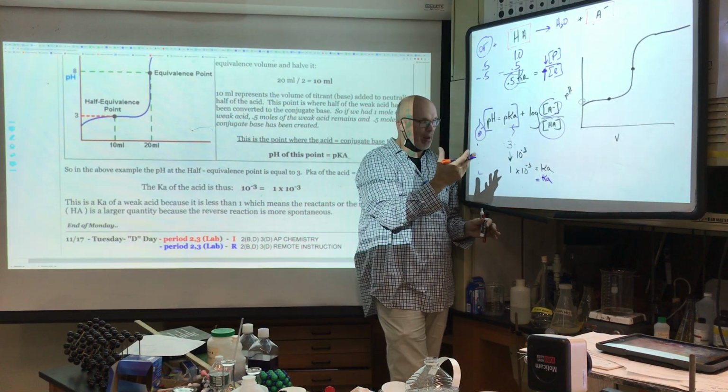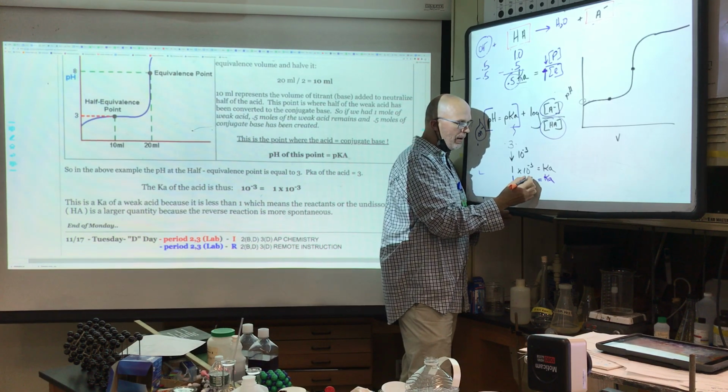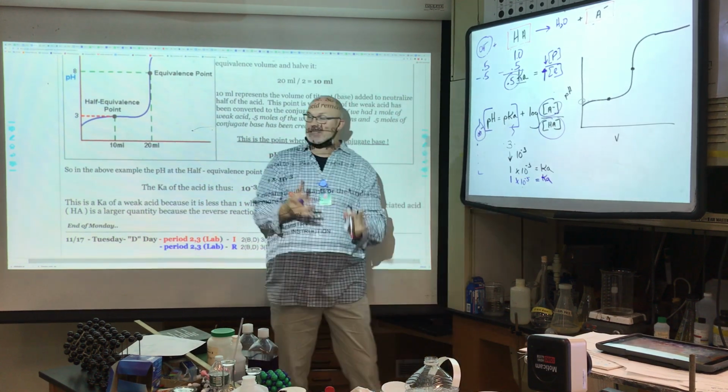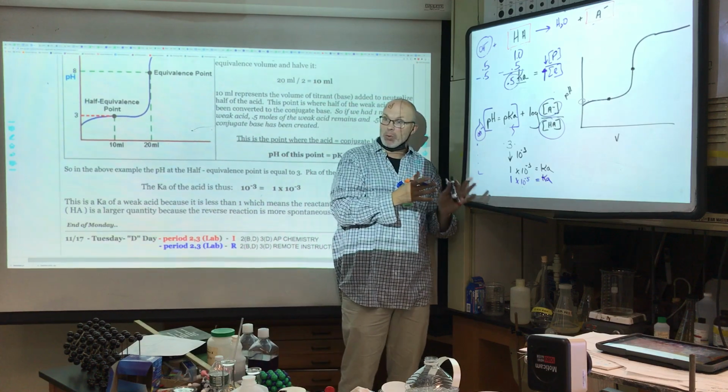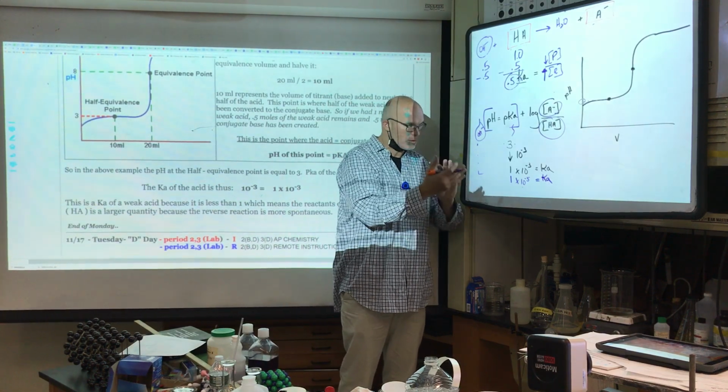You should be aware of that. So let's make a smaller number. 1 times 10 to the negative 5. Acids that are weaker have smaller equilibrium constants. They don't go as far forward. There's more reactants favored, smaller number.